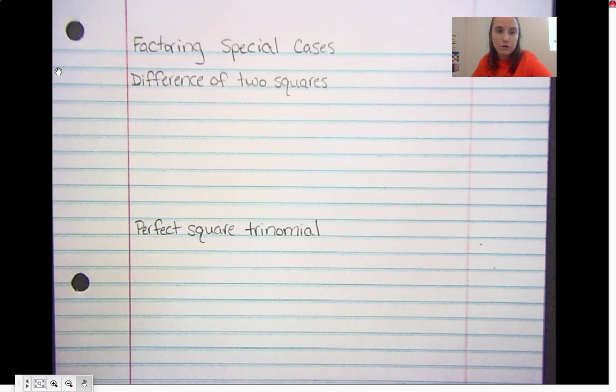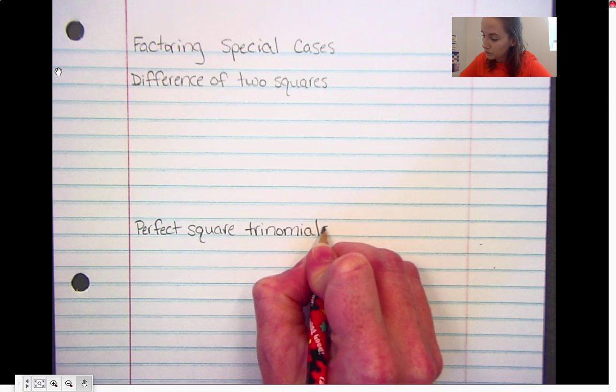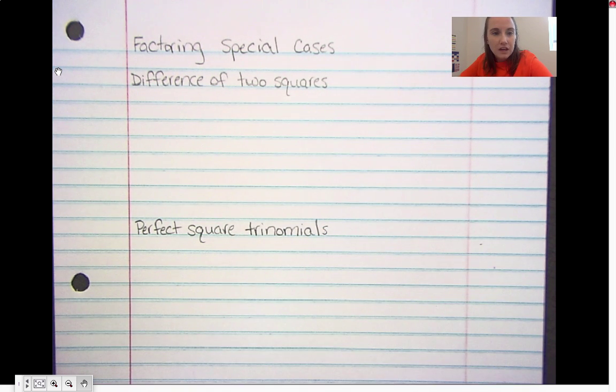In this video, we're going to talk about factoring special cases. There are two special cases, a difference of two squares and perfect square trinomials. The key thing when you're looking at these problems is you want to see if they have perfect squares as the first term and the last term.